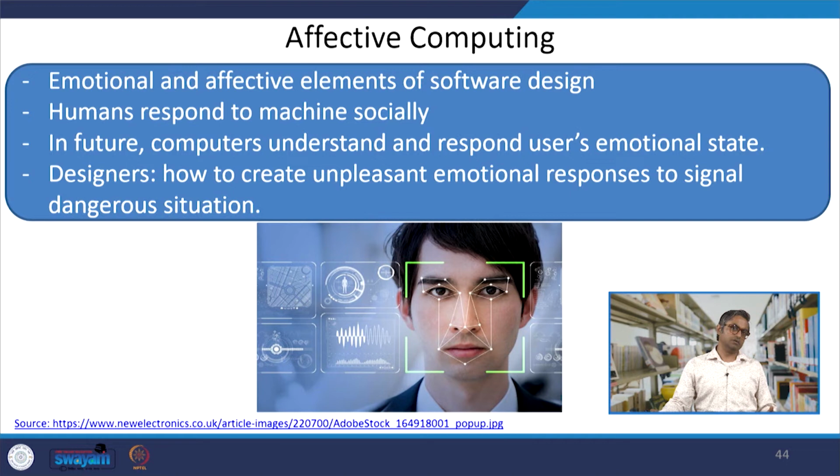The reason could be that computers are present everywhere. To strengthen the human computer relationship and interaction, such approaches may be beneficial. Designers: how to create unpleasant emotional responses to signal a dangerous situation? Can computer interaction provide us an insight about the danger in hand, danger beforehand? Can a system provide us information about danger present in near proximity? Can a system provide us a solution towards the danger present in our close proximity?